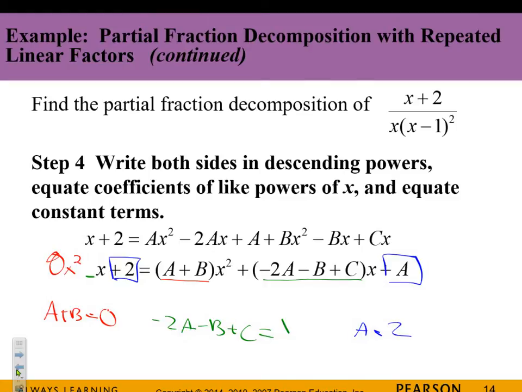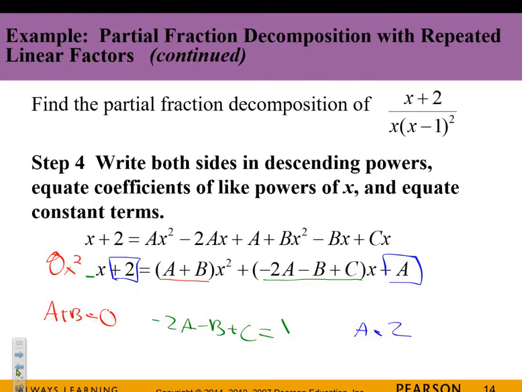So that's not too bad, because here's what I know. If a is 2, then what is b? Negative 2. Then I can just take those, plug them into this middle one, and find out what c is equal to. Okay?